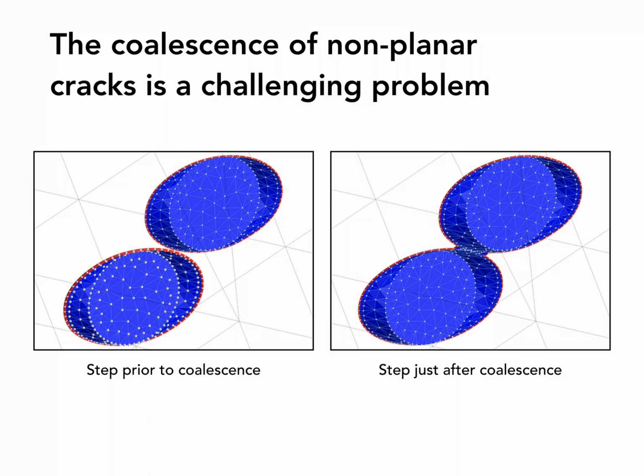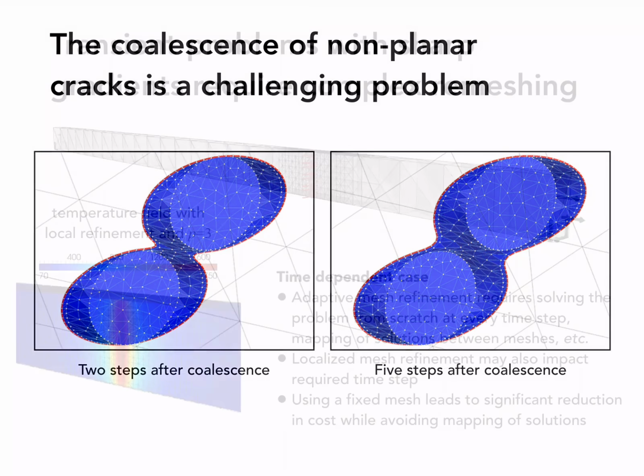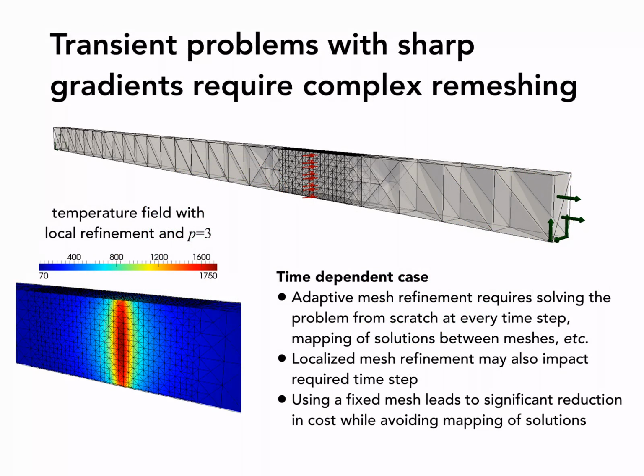So here is just a coalescence of cracks, also the work of Armando, and he shows how he can do that. Sharp gradients is another problem, as I said in the beginning.